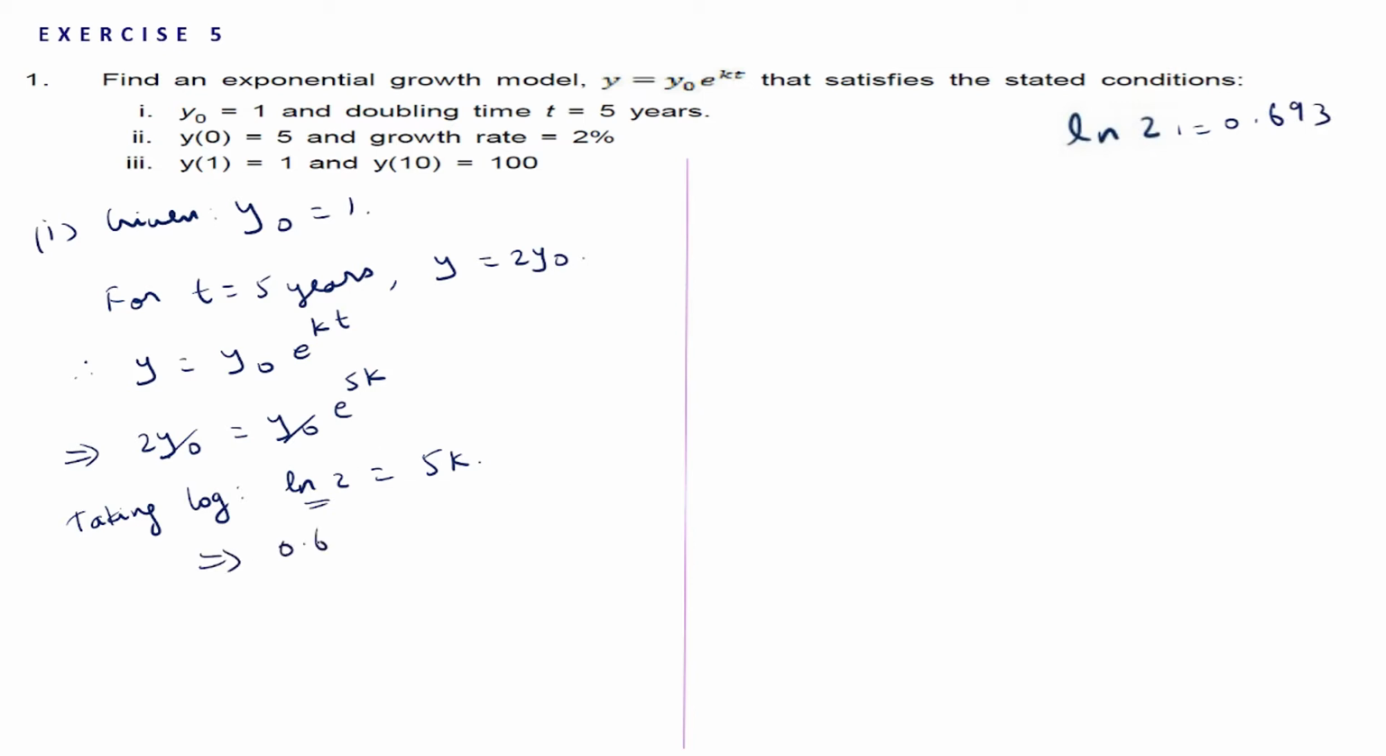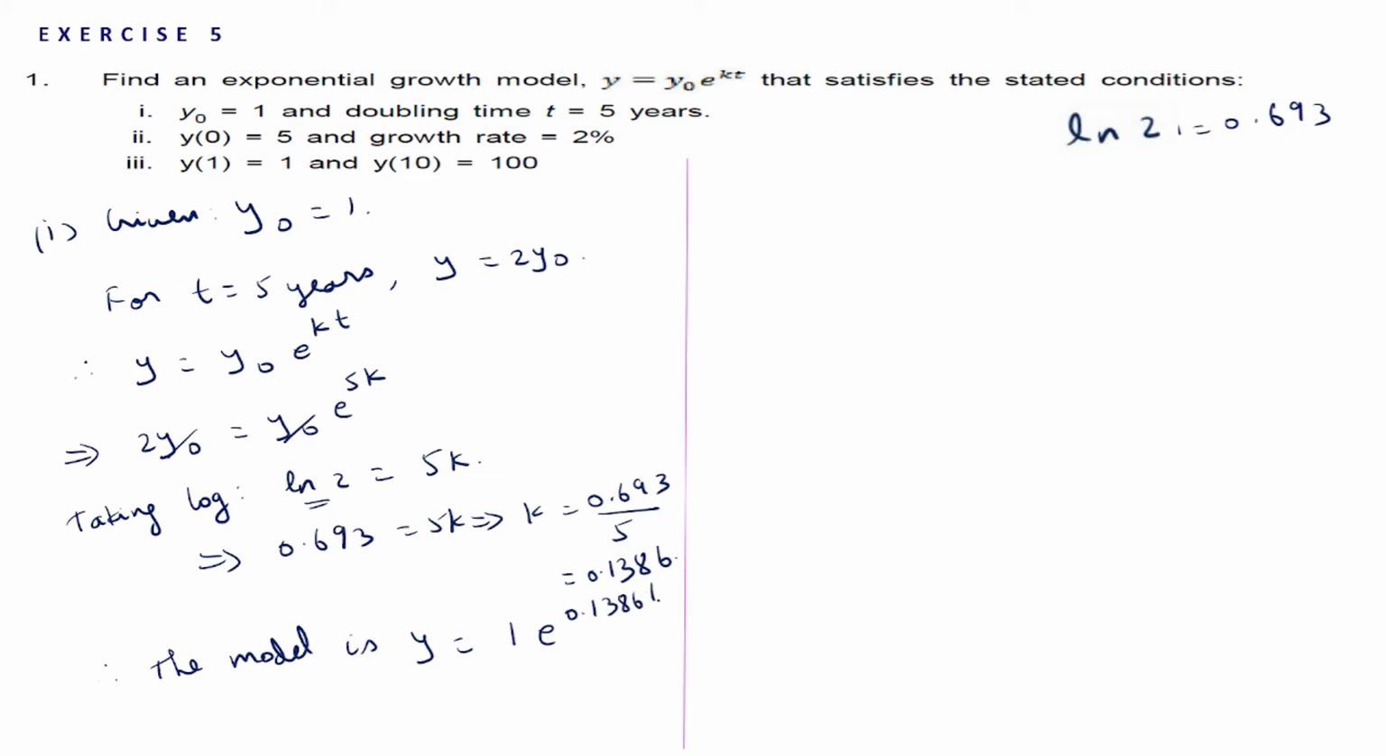So from this we have 0.693 equal to 5k, or we have k equal to 0.693 upon 5, or this is equal to 0.1386. Therefore the model is y equal to, y naught is already given 1, e raised to 0.1386 t. So this is the model.